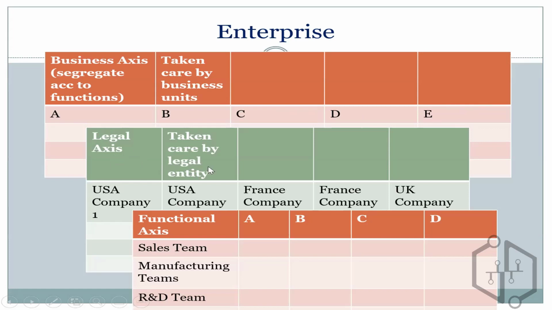Then we have the legal access taken care of by a legal entity. You have the USA company, France company, UK company. All these things are taken care of by the legal entity. And what is functional access? That is the sales team, manufacturing team, R&D team. These are the functional business operations taken care of by the functional team, the functional setup.